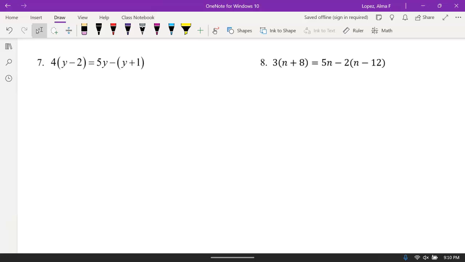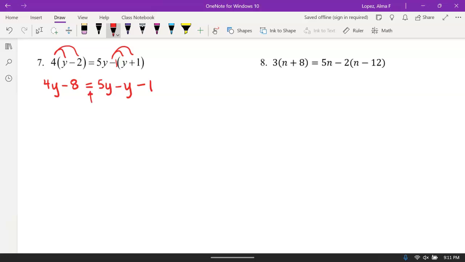All right. On this one, I've got a 4 that needs to be distributed onto the first parentheses, and then I've got a negative 1 that I'll distribute onto the second parentheses. Let's do it. 4 times y is 4y. 4 times negative 2 is minus 8. Then I've got this 5y on the other side. Negative 1 times y is minus y, and negative 1 times 1 is minus 1.